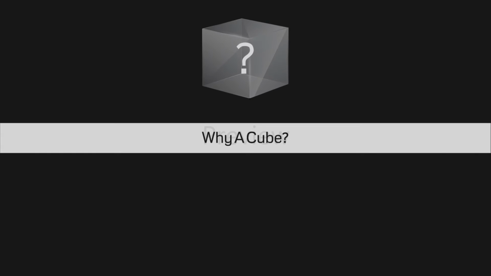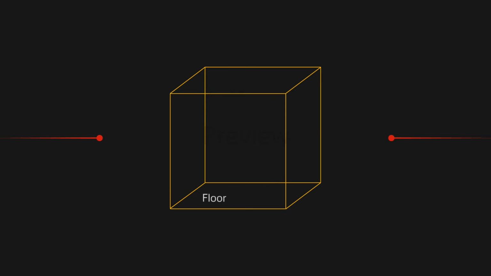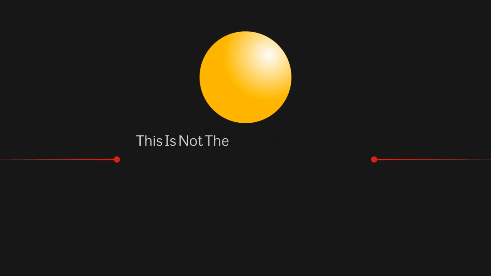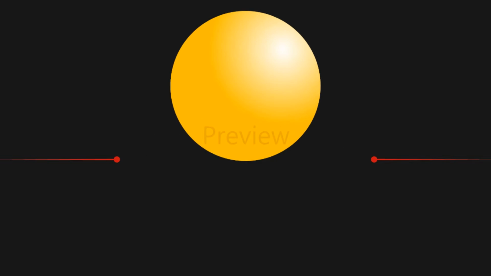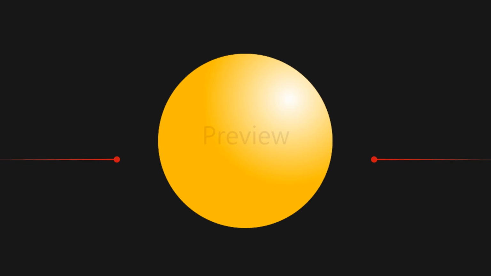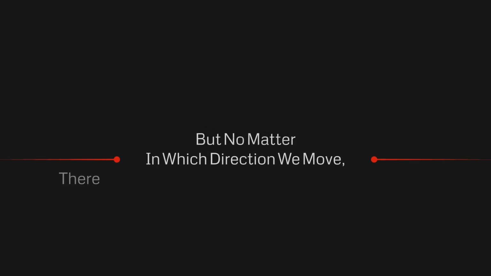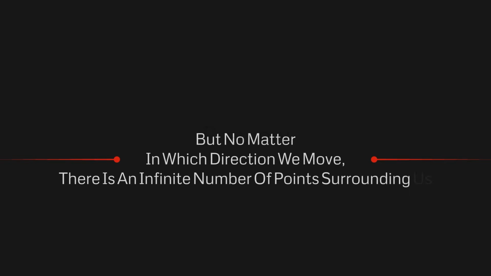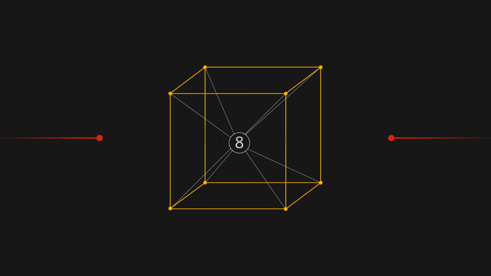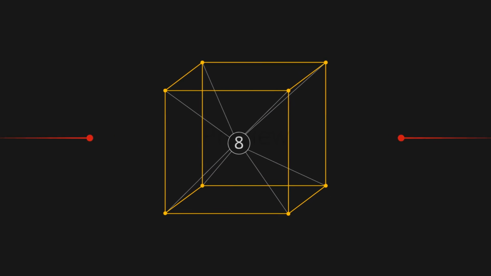Why a cube? In reality, the cube has floor, walls, and roof, height, length, and depth. In a cube, we can move up or down, left or right, and front and back. This is not the case of the sphere, which has no roof, floor, or walls. In a sphere, we can move up or down, left and right, and back and forth, but no matter in which direction we move, there is an infinite number of points surrounding us. In a cube, we get closer and further from 8 well-defined ends.